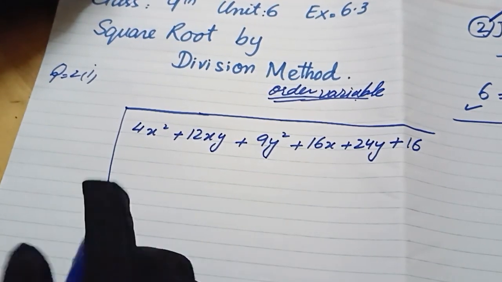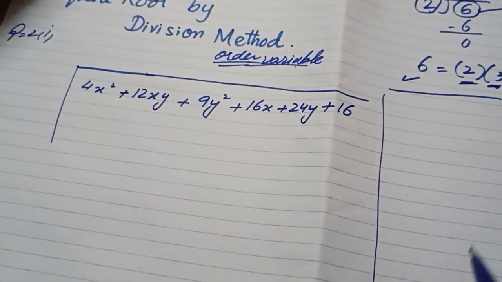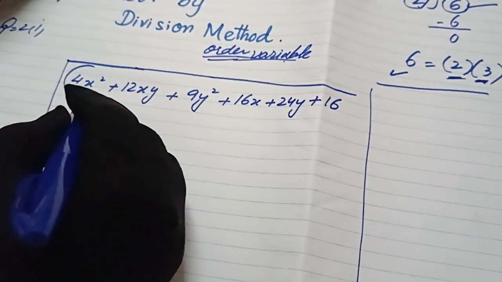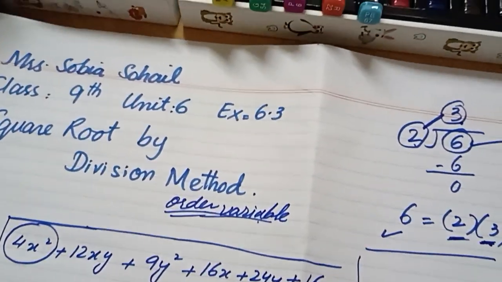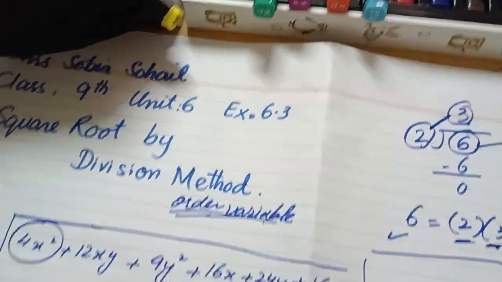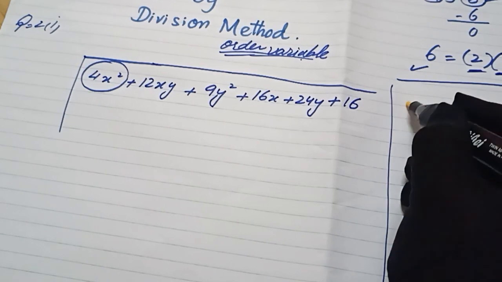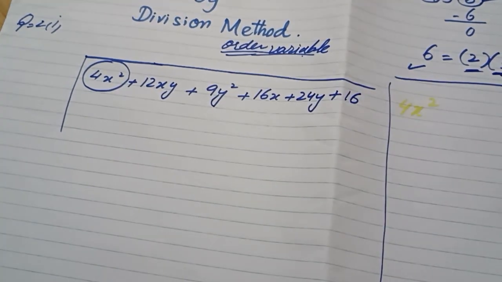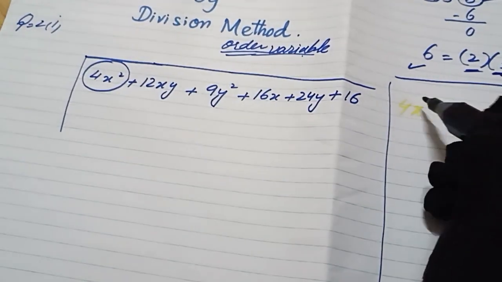After that, what we have to do: I'm making a working column over here for a clear working of every step. We have to take our first term. Let me take some color markers. The first term is this one, 4x square.